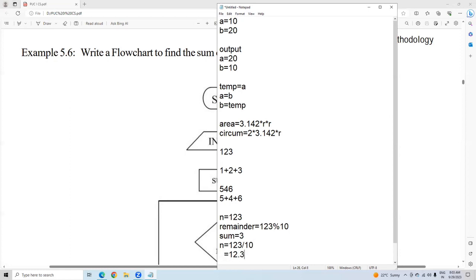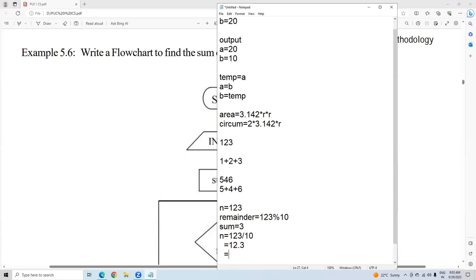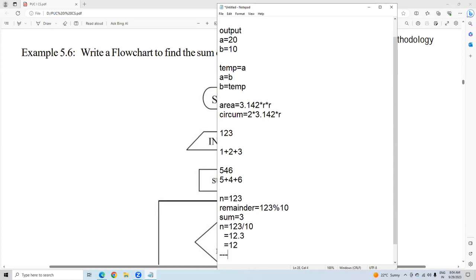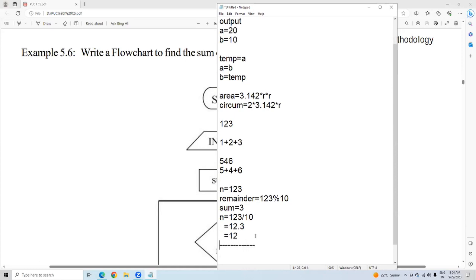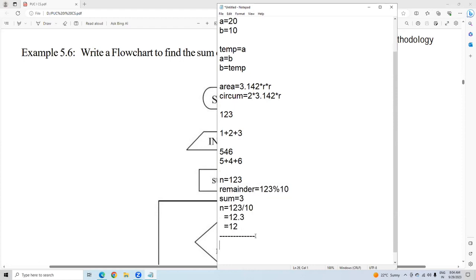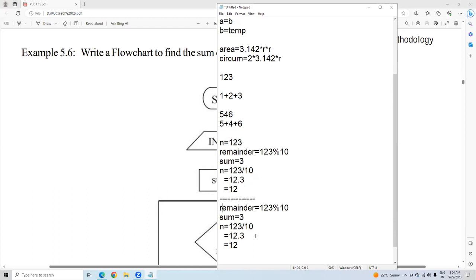123 divided by 10 means 12.3. In programming, we are going to take some numbers as integers. Integer means a number without a decimal part, so 0.3 will be removed. The left-out value is 12. Now I repeat the above process for the value 12. Earlier it was 123, now it is 12. 12 modulus 10 means the last digit, 2, is the remainder.